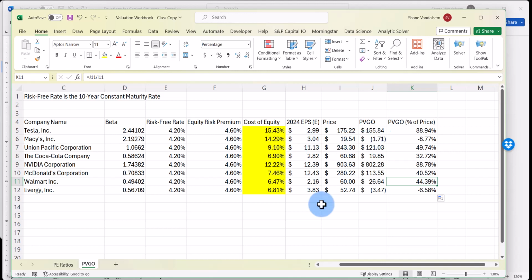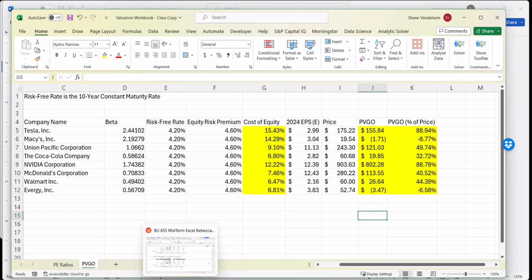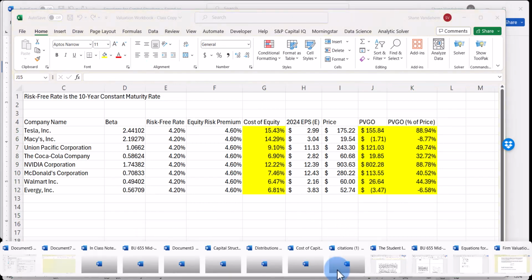I'm going to come back to that idea in just a minute. Let me go ahead and highlight these, because these are the cells that we generated the values for. I'm going to go back to the notes now.